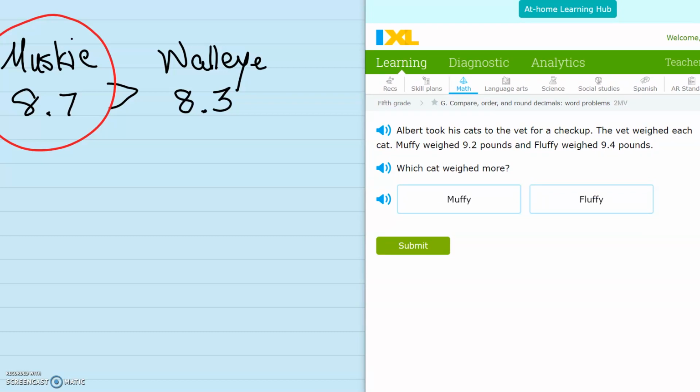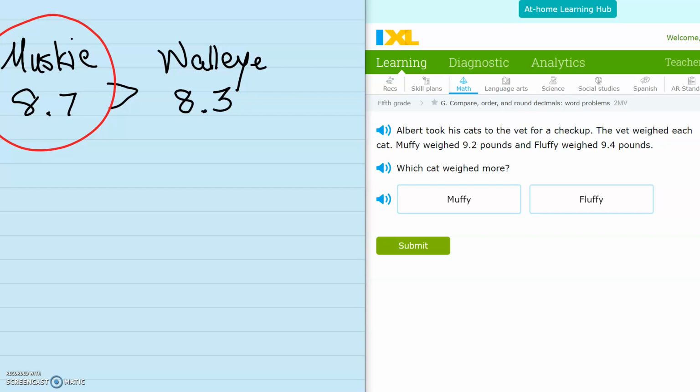So this one says, Albert took his cats to the vet for a checkup. The vet weighed each cat. Muffy weighed 9 2/10 pounds. Fluffy weighed 9 4/10 pounds. Which cat weighed more? So we're going to do basically like we did the last time. We're going to do it the same way.